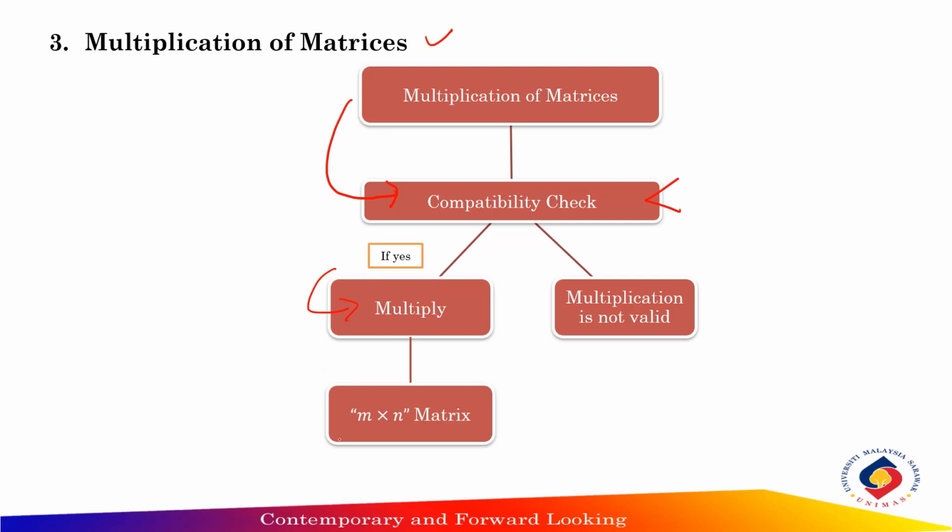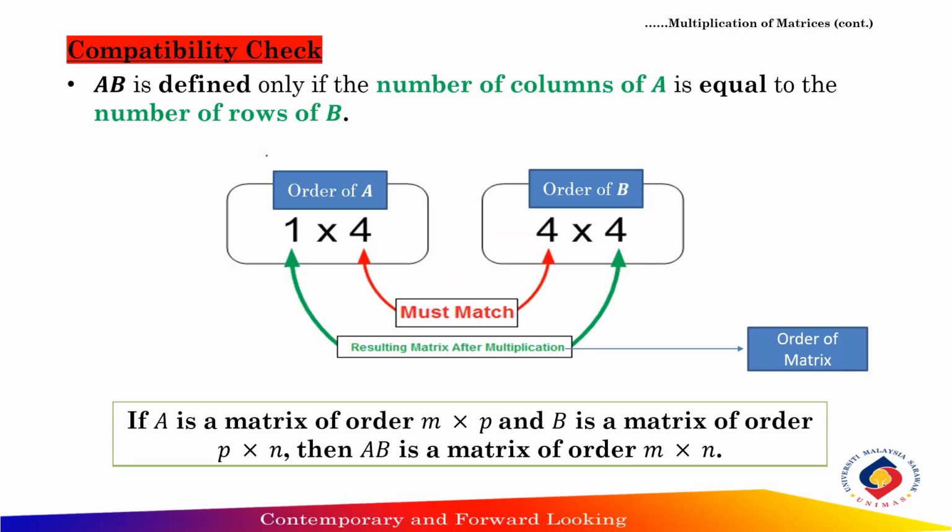If those 2 matrices are suitable for operation, then we can proceed with the multiplication process, and the product of those 2 matrices is a matrix of order m by n. If those 2 matrices are not suitable for operation, then the multiplication is not valid and we can stop the operation.